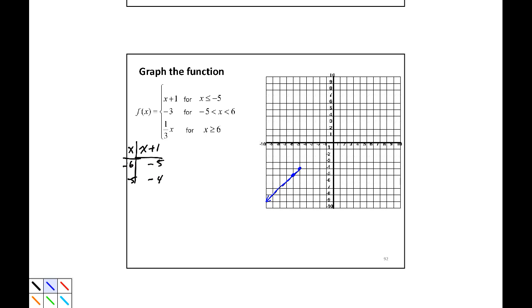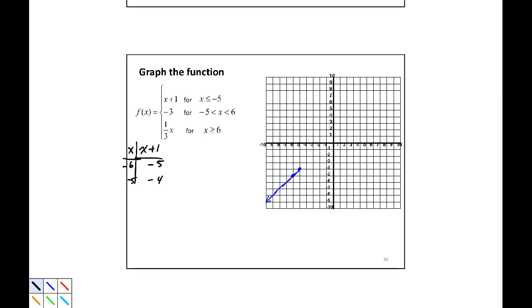All right, so I'm going to go ahead and make a t-chart for this. But no matter what my x value is, my output's going to be negative 3. So at my endpoint of negative 5, that's negative 3. At 0, it's negative 3. And at 6, it's negative 3. I'm making sure to use my negative 5 and negative 6. Right. Now, both of those are open dots because we don't have an equal to with either of those.